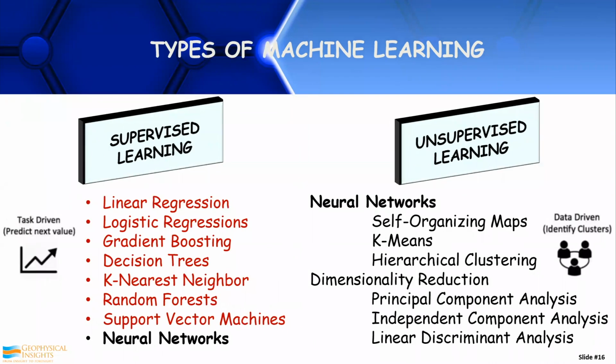So our types of machine learning, on the left, we see the supervised learning, which is a task-driven method, and it's predicting a value from a set of inputs. The methods shown in red are all non-neural network methods. And then unsupervised learning is data-driven, and that's looking for patterns in the data. And both supervised and unsupervised learning can use neural networks. And in addition, on the unsupervised side, we also include dimensionality reduction methods such as principal component analysis.